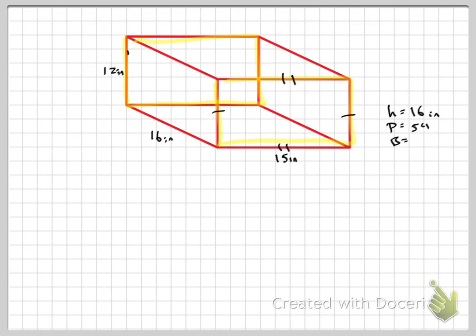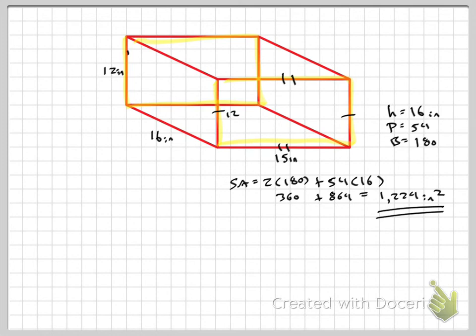And then finally I need the area of my base. Well, it's a rectangle. It's just length times width, or 12 times 15. Gets me 180. So now we're ready to go, right? So it's going to be surface area equals 2 times the area of my base, which is 180, plus the perimeter times the height of our prism. 180 times 2 is 360. 54 times 16 is 864. 864 plus 360 is 1,224 inches squared.